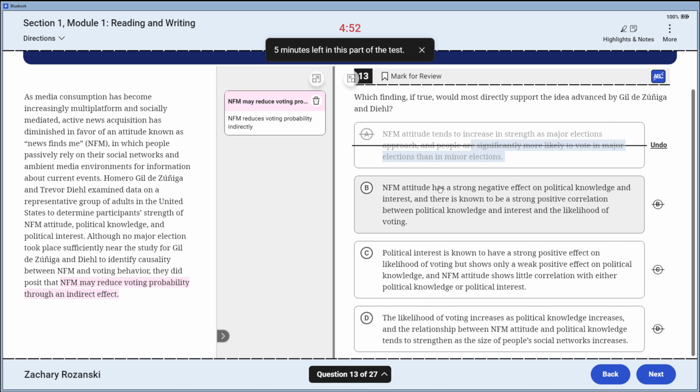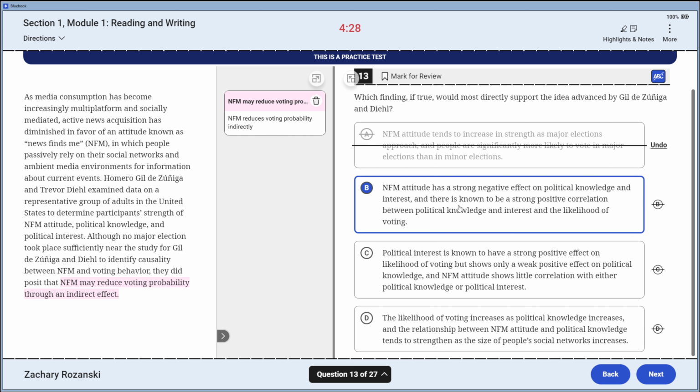NFM attitudes has a strong negative effect on political knowledge and interest. So NFM hurts, negative effect. It hurts political knowledge and interest, and there's known to be a strong positive correlation between political knowledge and interest and the likelihood of voting. I love this one. NFM hurts voting probability indirectly. How? NFM doesn't necessarily directly affect voting probability, but it does have an effect on political knowledge and interest, and those things absolutely do. I love B.